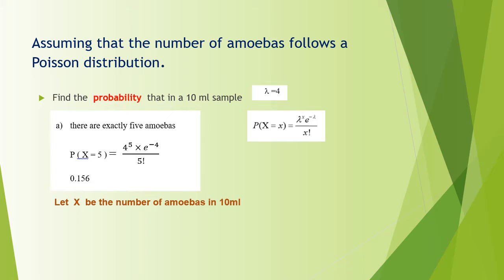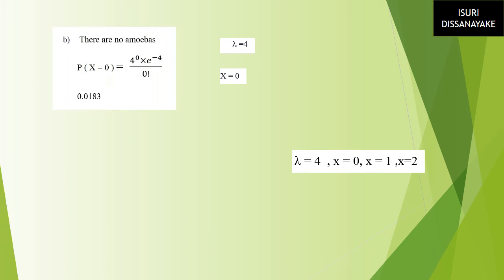The probability that in a sample of 10 milliliters there are exactly 5 amoebas is 0.156. You can give these values to the calculator and you will get the answer as 0.156. Continue the sum.